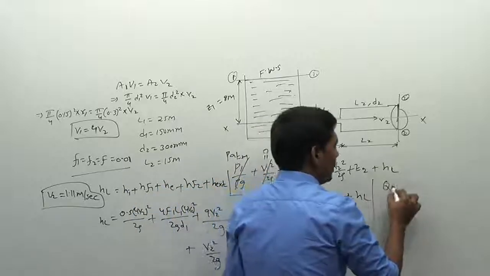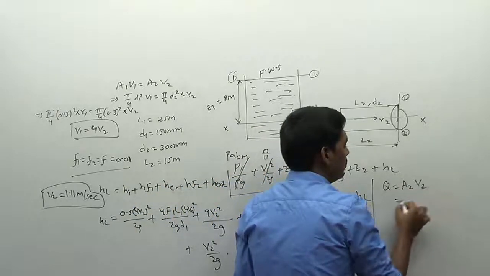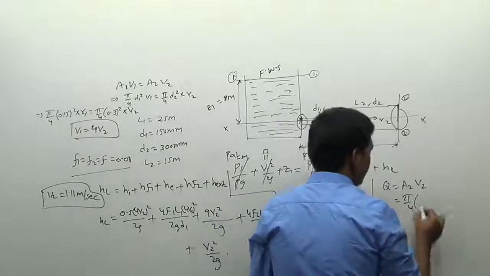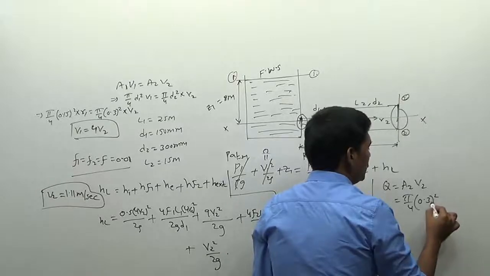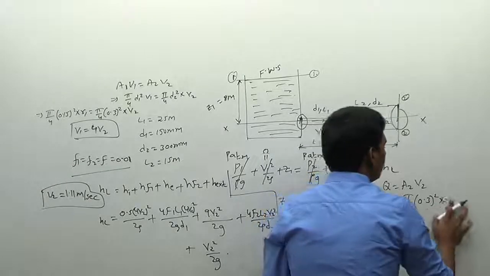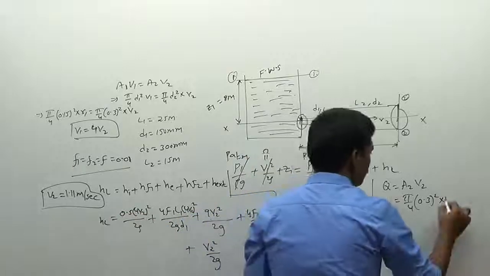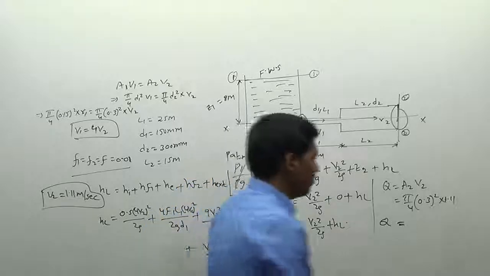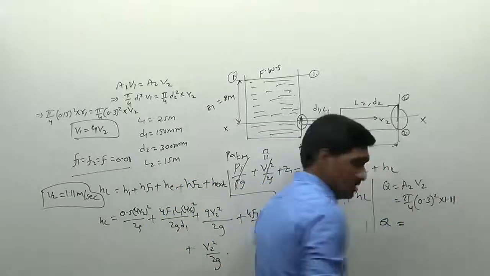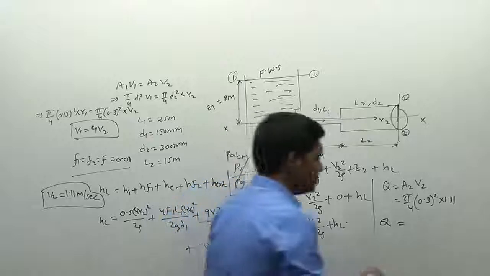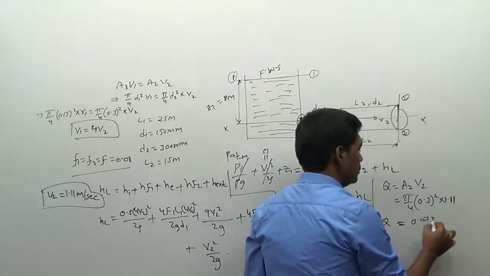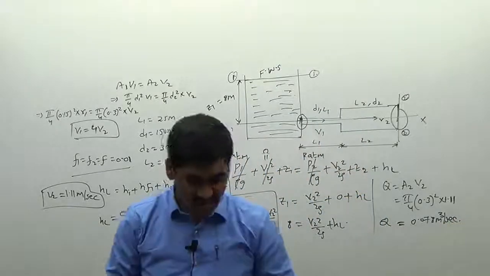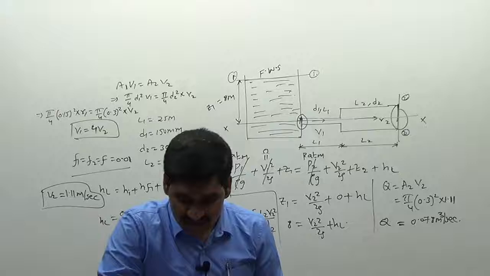Discharge is equal to A2 into V2, pi by 4 into diameter D2 square. D2 is equal to 0.3, so 0.3 whole square into V2. V2 is equal to 1.11. This is the value of Q. So therefore the value of Q, the discharge, is 0.078 meter cube per second. That is the value of the discharge.